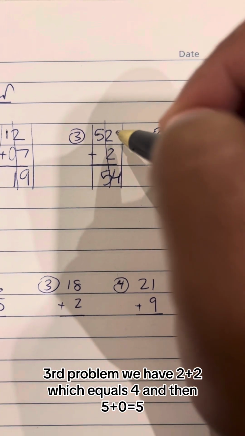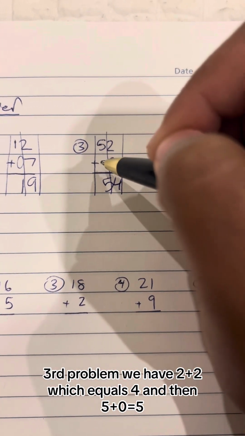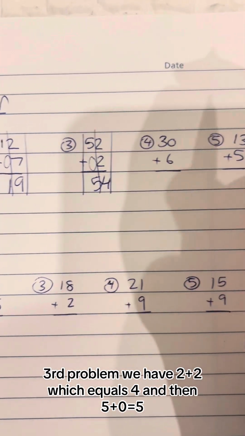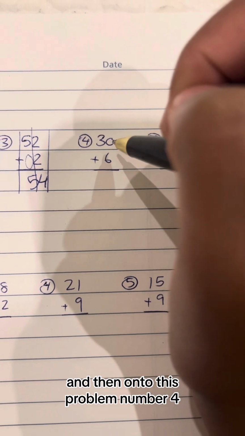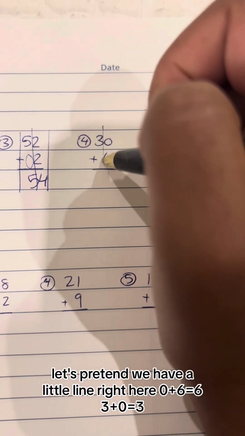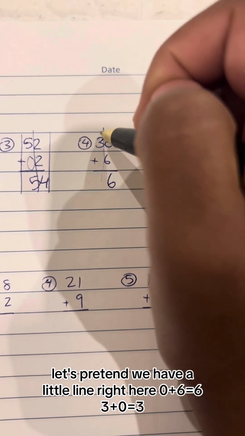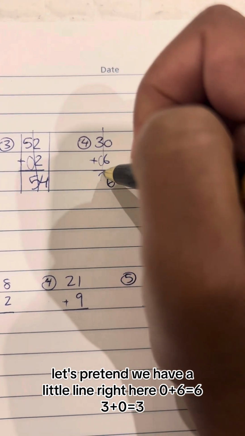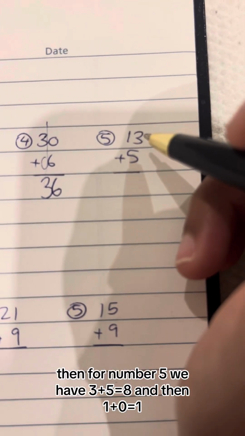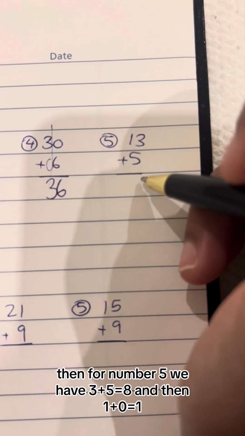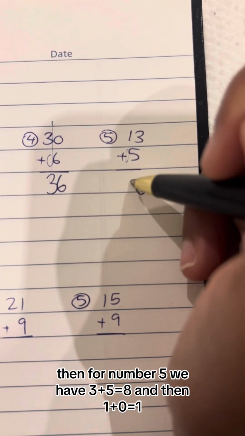Third problem, we have 2 plus 2, which equals 4. And then 5 plus 0 equals 5. And then onto this problem, number 4. Let's pretend we have a little line right here. 0 plus 6 equals 6. 3 plus 0 equals 3. Then for number 5, we have 3 plus 5 equals 8. And then 1 plus 0 equals 1.